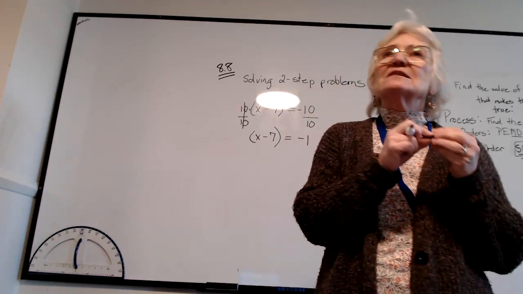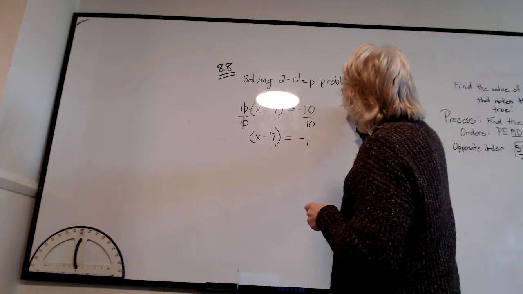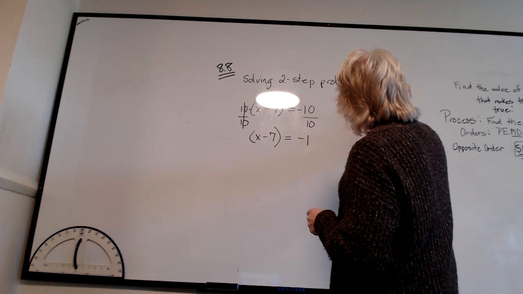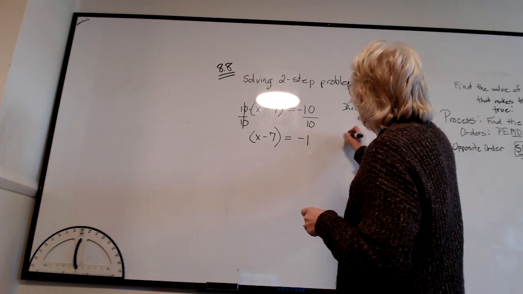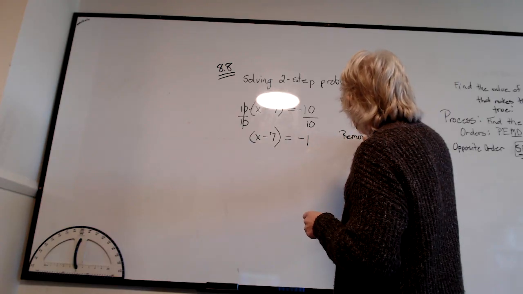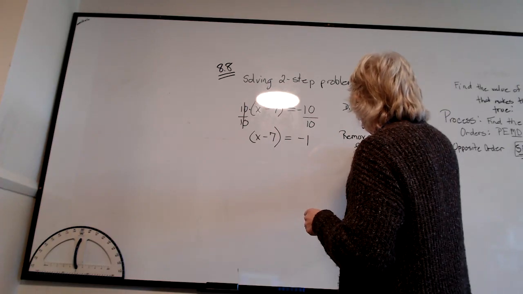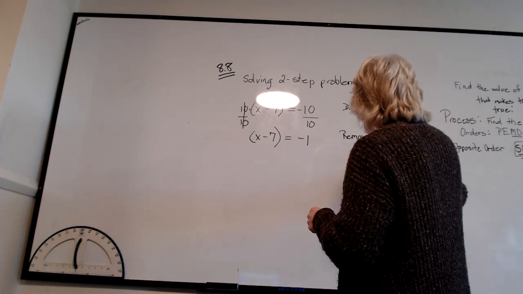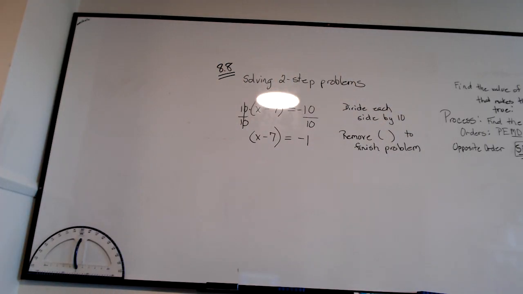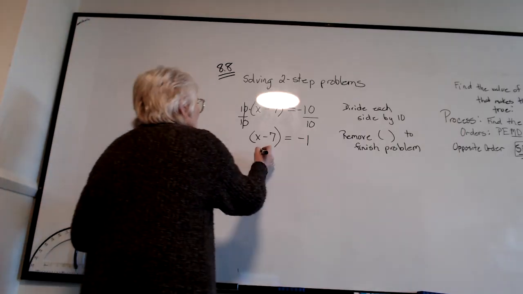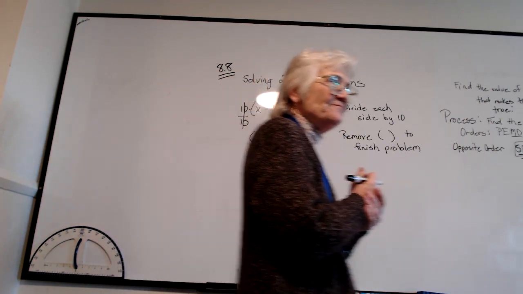Now we're ready to do inside the parentheses because that's all we have left. So we divide each side by 10. Now remove parentheses to finish the problem, because we remove those parentheses as part of our last step. When I remove the parentheses, what I get is x minus 7 equals -1.